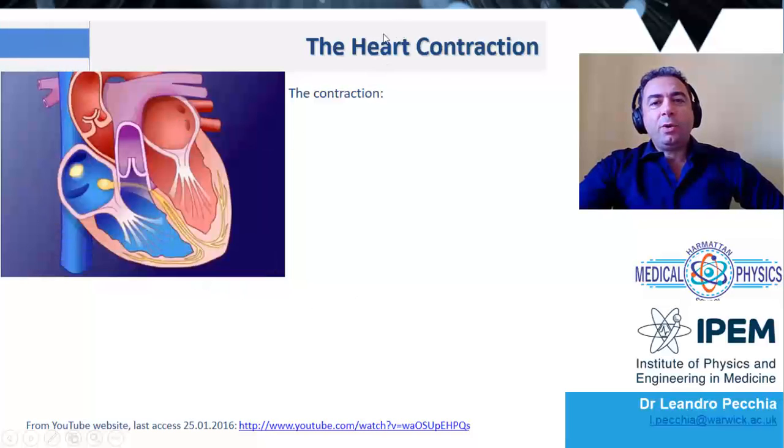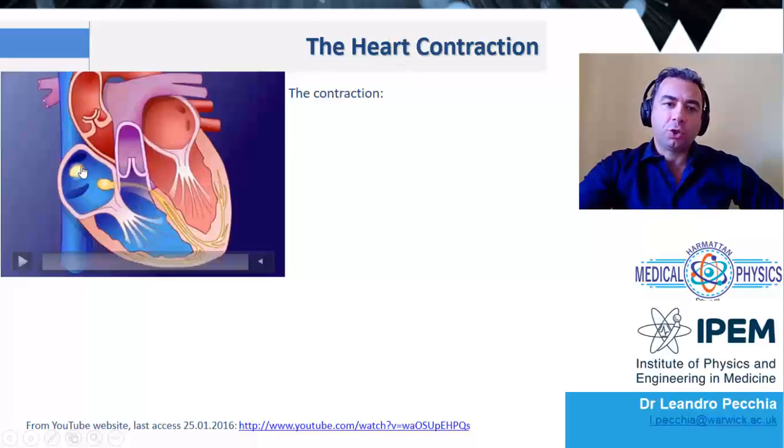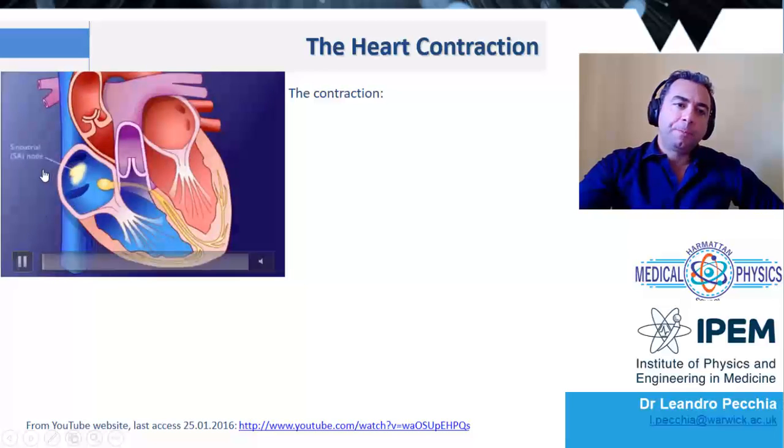Now, let's dig down into the electrical activity which controls the heart contraction. We will see in this animation that it all starts from a very specific point of the atria that we call the sinoatrial node. And then the stimulus propagates through the walls, to the muscles of the atria, and it arrives to the so-called valve plane.